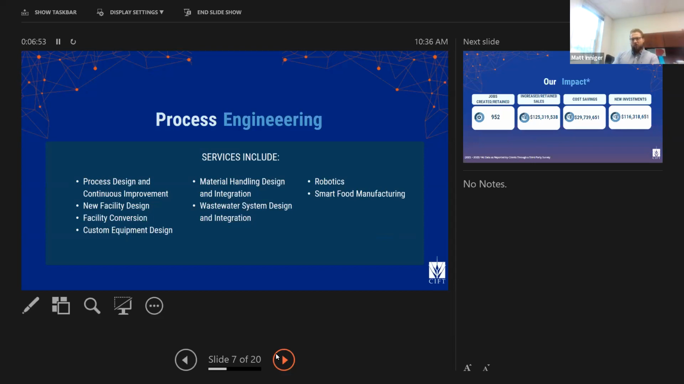But we do a lot of work in terms of facility design and commissioning. We do a lot of process design work. We integrate new process equipment. We also do material handling and wastewater design, if that's something that piques your fancy. And then we do quite a bit of work in robotics and automation, specifically administrative automation, which we're going to talk about in a bit.